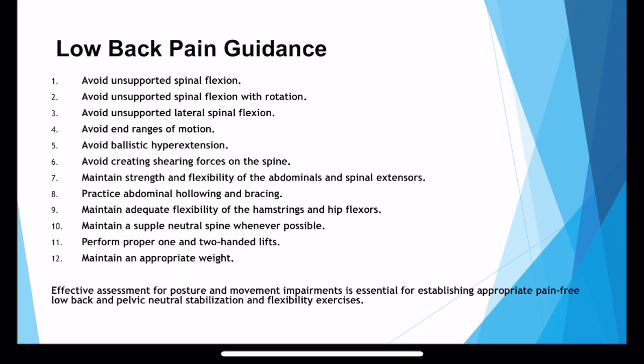If you look at 1 through 6, it's going to say avoid, avoid, avoid. And a lot of that says unsupported spinal flexion. So what we can do is make sure that our client is supported with their spine. That would be a great thing to do, right? We want to maintain strength and flexibility of the abdominals as well as the hamstrings and the hip flexors. We want to maintain a neutral spine whenever possible. So finding a neutral spine is pretty simple, and it's kind of fun to teach to your client. Maybe we can post a video with a visual about that later. So just use these guidelines 1 through 12 if you have a client who experiences low back pain.